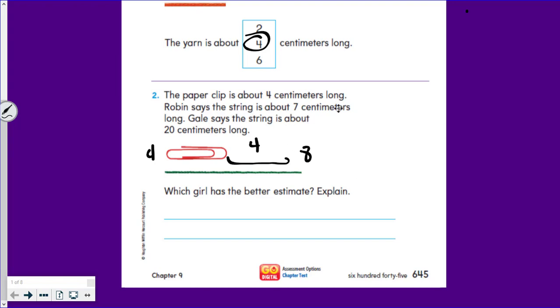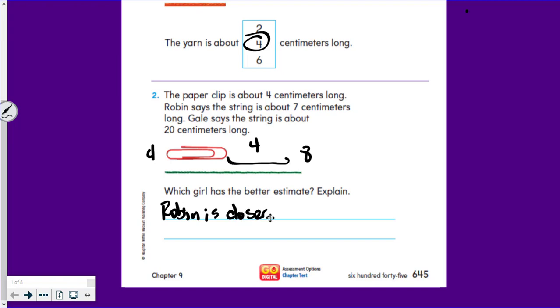Robin says the string is 7 centimeters. Gail says the string is about 20 centimeters. I would say Robin's closer. So Robin is what we'll say. Robin is closer. That's the first part.